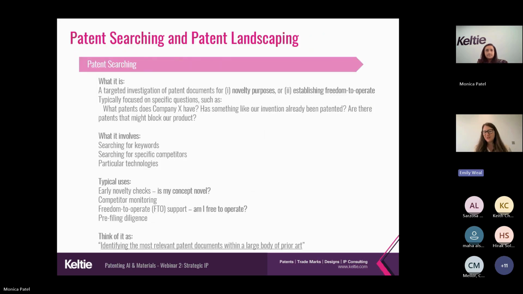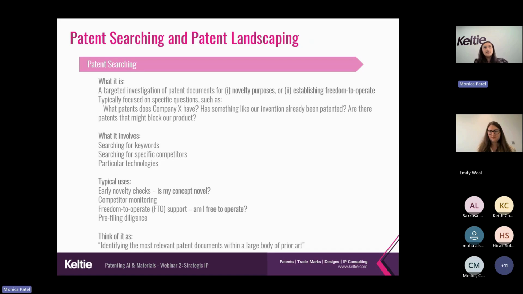Okay, back to you for searching and so on. So we thought we would talk a bit about techniques around patent searching and patent landscaping. These are techniques that you can use as part of your IP strategy to strengthen your position against competitors in the field.